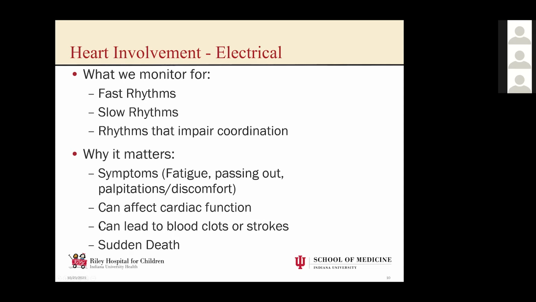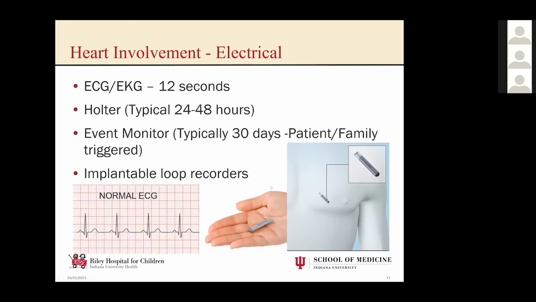And then finally, the biggest thing we worry about is heart rhythm issues that come on suddenly that can cause a patient to die suddenly because they're not getting enough blood out to their body that causes them to suddenly faint and to not come back. And so that's why the rhythm portion of muscular dystrophy is equally as important as the functional portion of the heart. And so how do we monitor that?